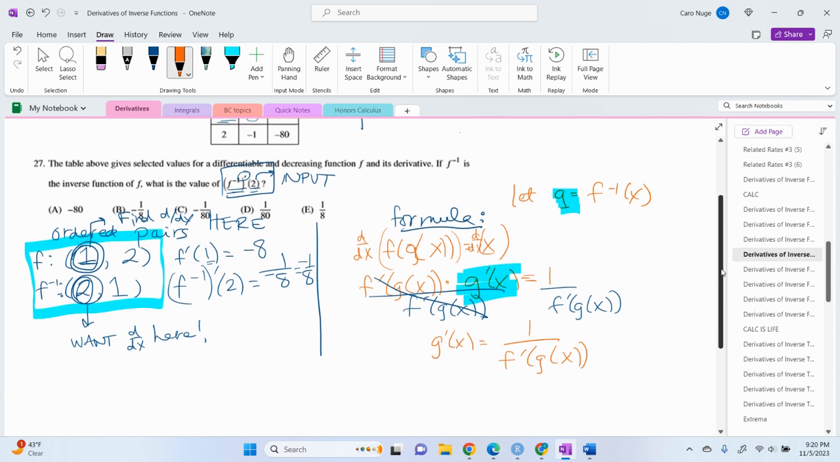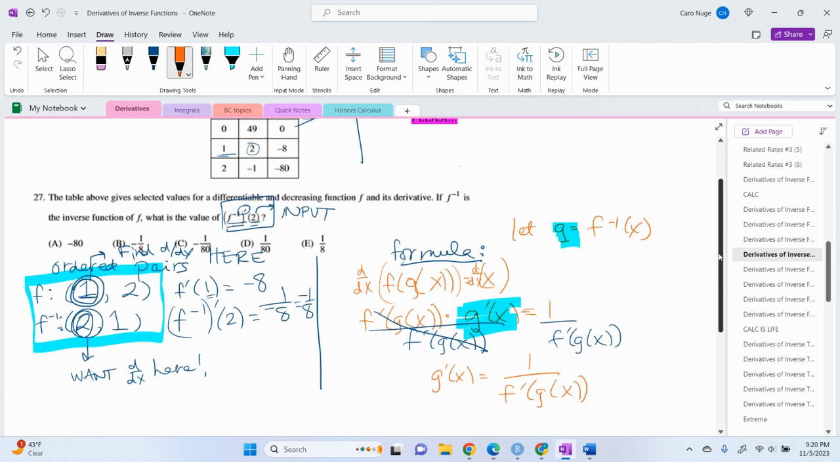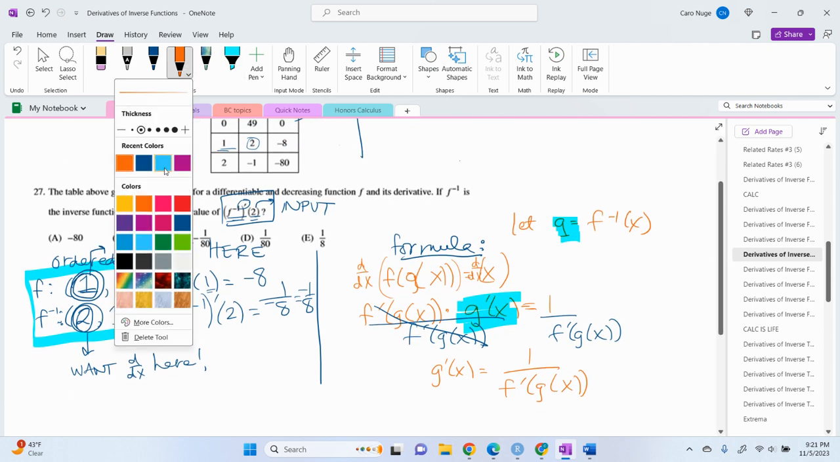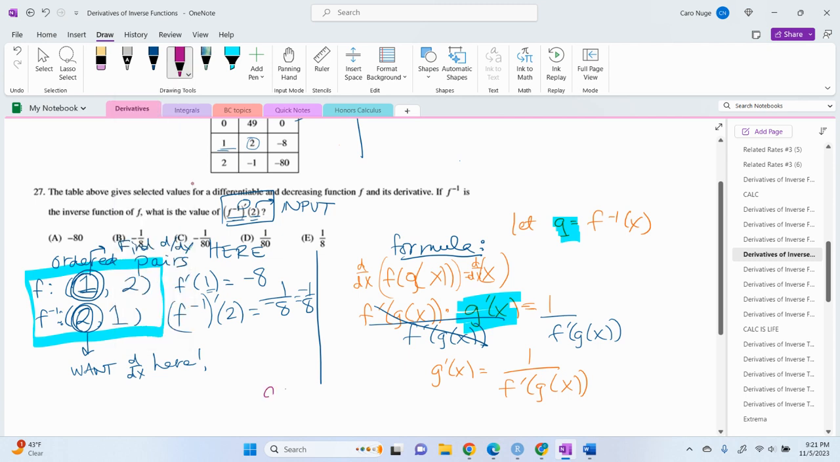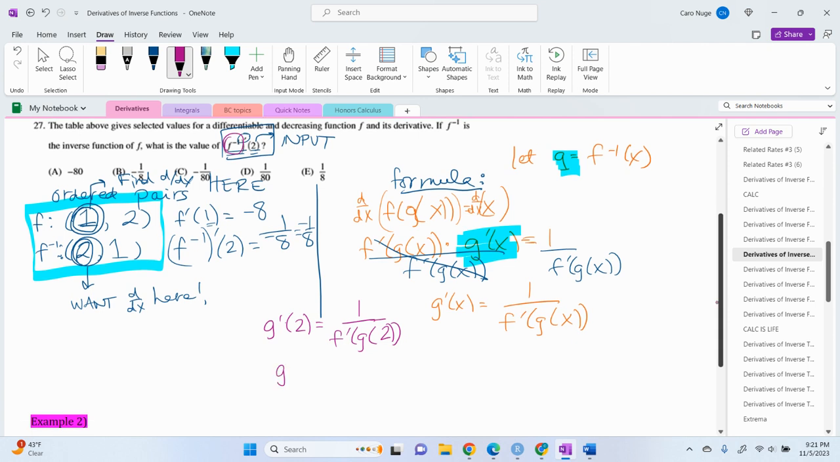So let me solve this problem by just using this formula here. So this is how it would go. It would say g prime, and remember, g is the inverse. You have to remember that. So g prime of 2 is going to be 1 over f prime of g of 2. And let's go ahead and simplify. So that'd be 1 over f prime of, start on the inside, g of 2.